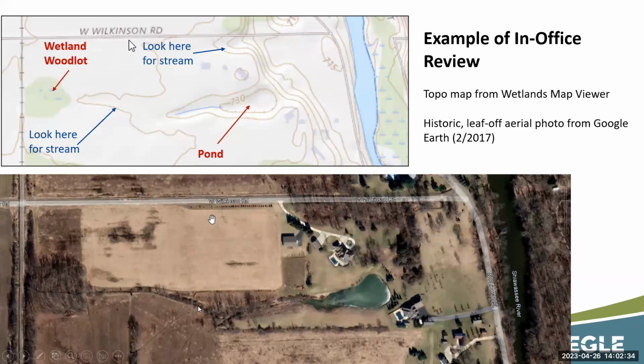You're going to want to look at this linear feature to see if it has characteristics of a stream channel. And then this feature up here, you can see that there is a small little channel that kind of goes through these woods and then out to the river here. So when you're on site, this is another area that you're going to want to go to, and you're going to want to examine to see if there's a stream and whether it meets the definition.